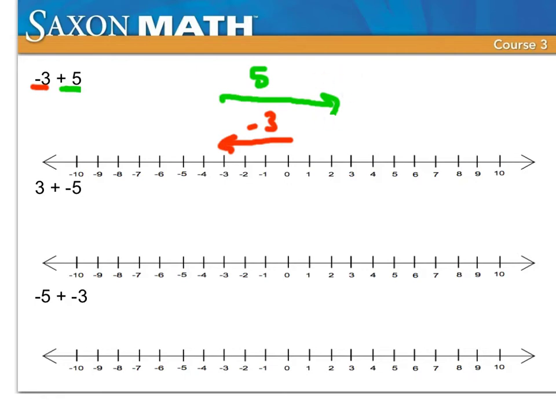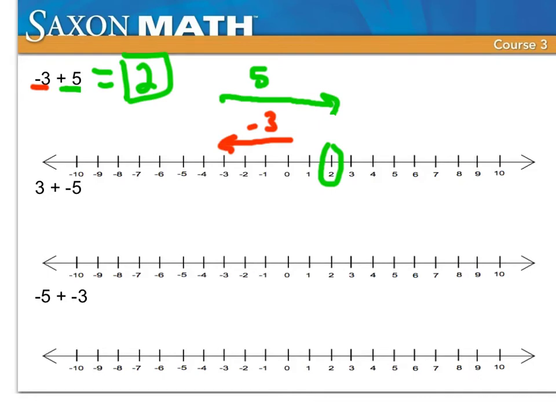Well, I started at 0, I went -3, and then +5. Now I'm going to circle the number where I ended up. I ended at +2. So that's my answer. Okay, -3 plus 5 equals 2. And that's how I model that on a number line.